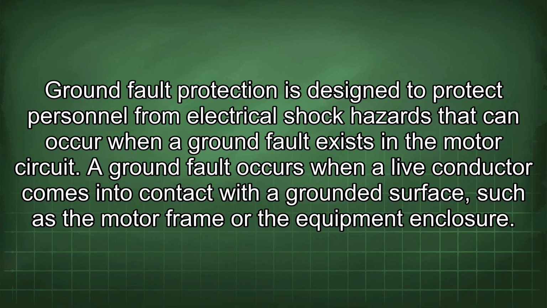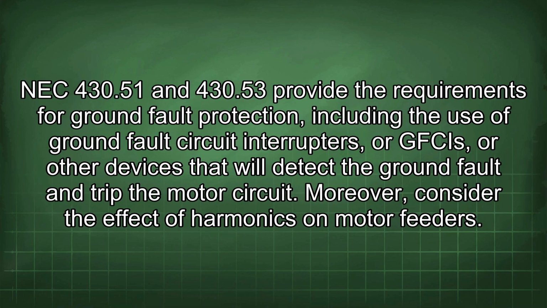Ground fault protection is designed to protect personnel from electrical shock hazards that can occur when a ground fault exists in the motor circuit. A ground fault occurs when a live conductor comes into contact with a grounded surface such as the motor frame or the equipment enclosure. NEC 430.51 and 430.53 provide the requirements for ground fault protection, including the use of ground fault circuit interrupters, or GFCIs, or other devices that will detect the ground fault and trip the motor circuit.